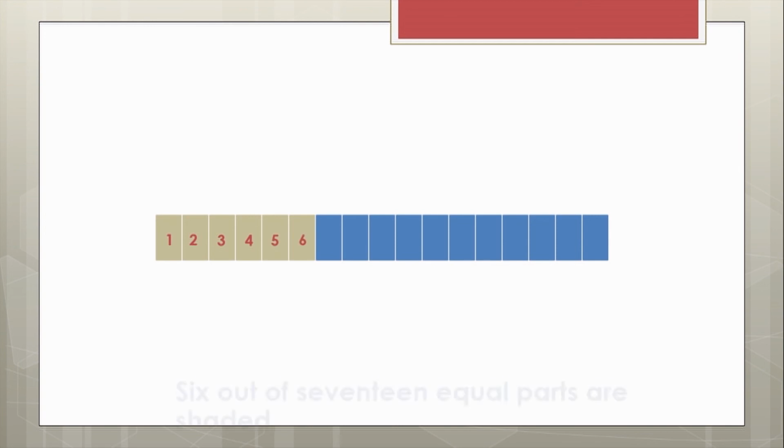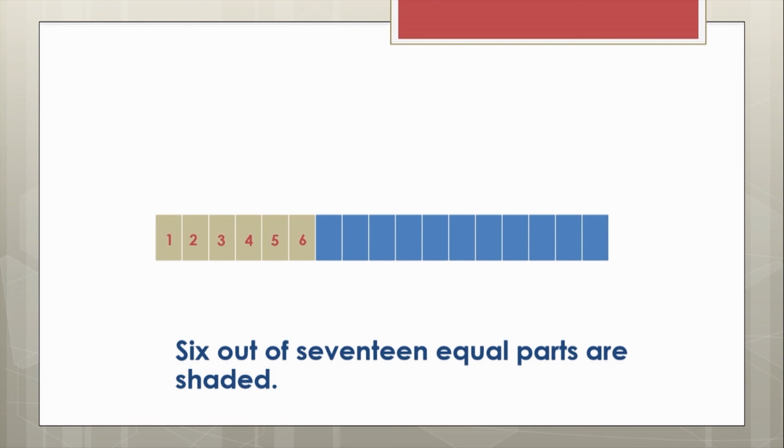So this is the sub sandwich. Let's count to make sure it has 17 pieces. 1, 2, 3, 4, 5, 6, 7, 8, 9, 10, 11, 12, 13, 14, 15, 16, and 17. How many pieces was she supposed to give away? Okay, let's count. 1, 2, 3, 4, 5, 6. And what do we call that fraction? 6 out of 17 equal parts are shaded, and we call that 6/17ths.